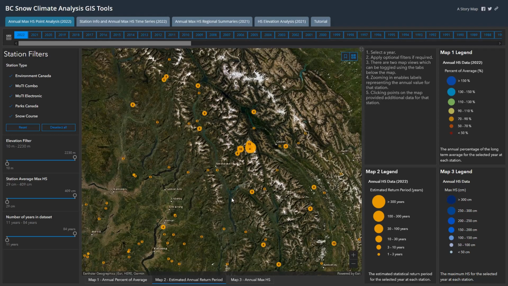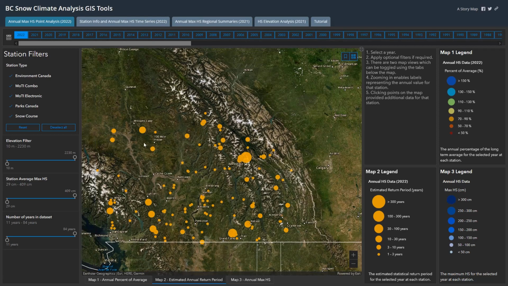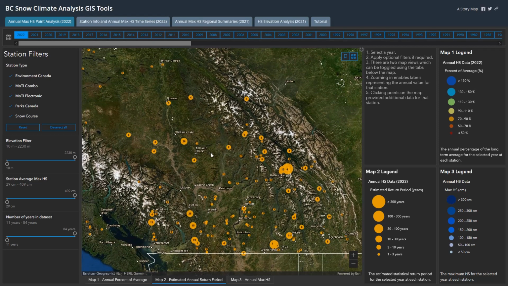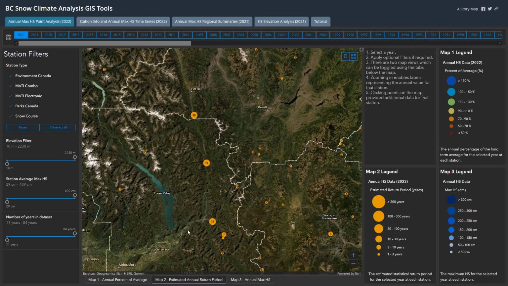So once you've tuned your eyes to these circles, you can look at it at a high level and immediately start to pick out trends. We're generally seeing through most of southern BC a pretty typical sort of winter, maybe a little bit above average in a few places. One place that stood out to me right away was the Fraser Canyon.